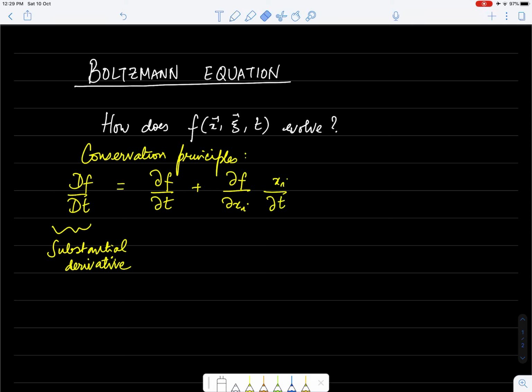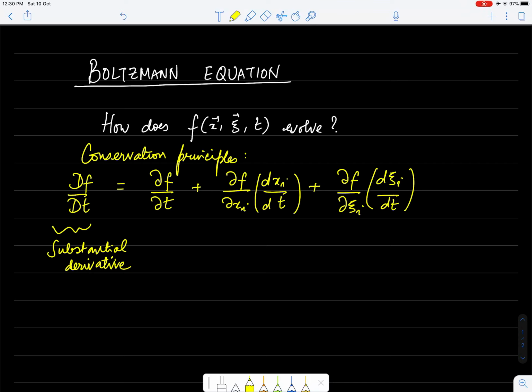And let me just make this a complete derivative, plus change in f because of change in the microscopic velocity, d psi i by dt. Okay, now that would be the evolution equation, or that would be the total change in f.